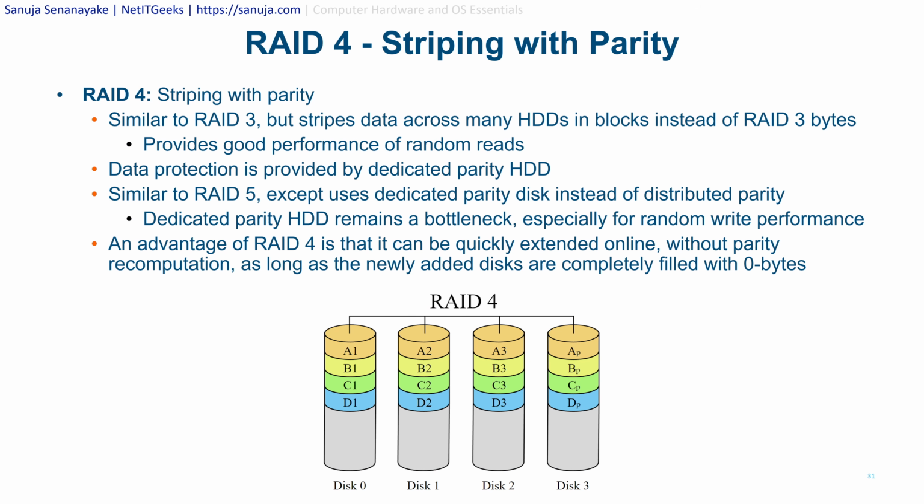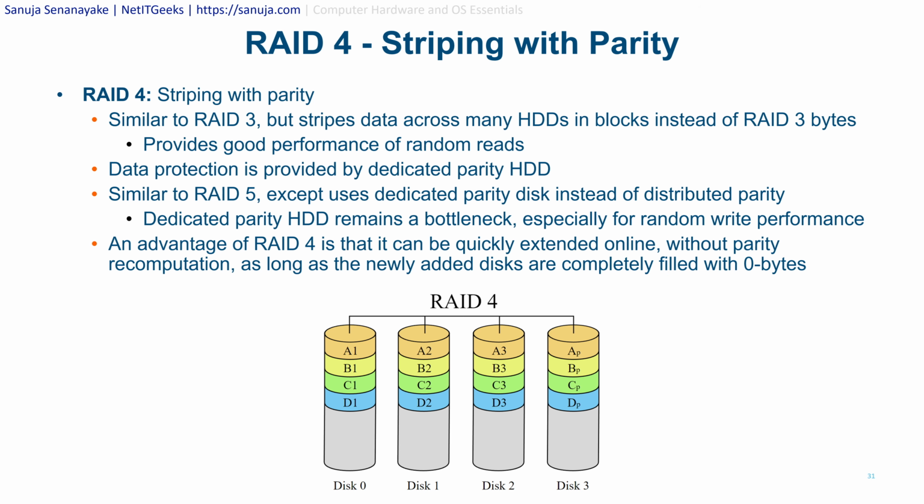RAID 4, which is striping with parity. Striping with parity is the way RAID 4 works, and it is a type of RAID that is currently widely in use and adopted in the industry. Similar to RAID 3, RAID 4 uses striping with parity but stripes data across many hard drives in blocks instead of RAID 3 bytes. So this is now striping data in blocks as opposed to bytes, and it provides better performance and better random read speeds.